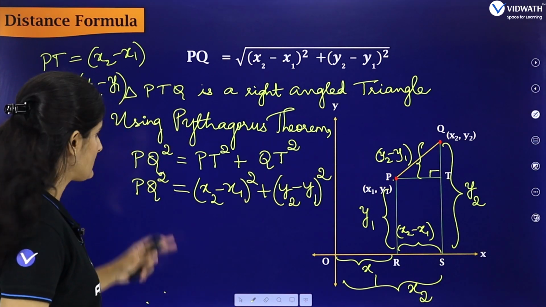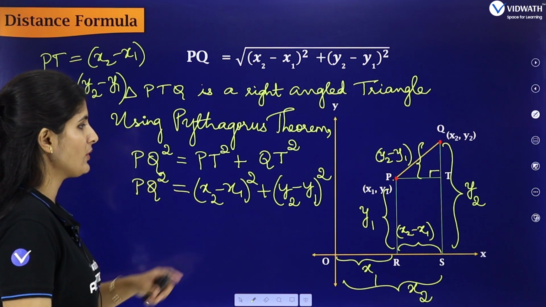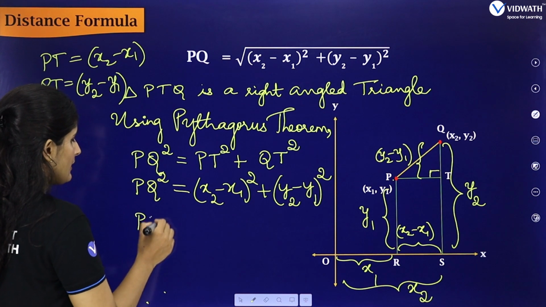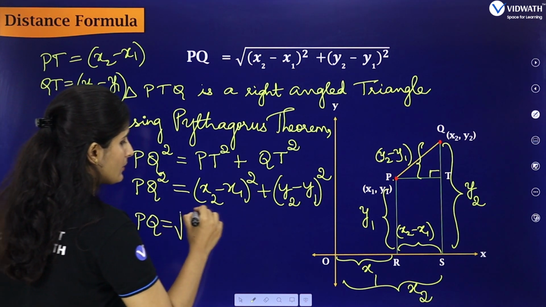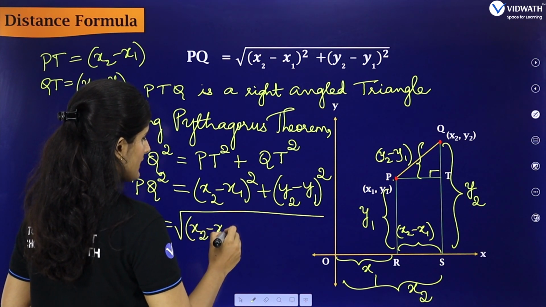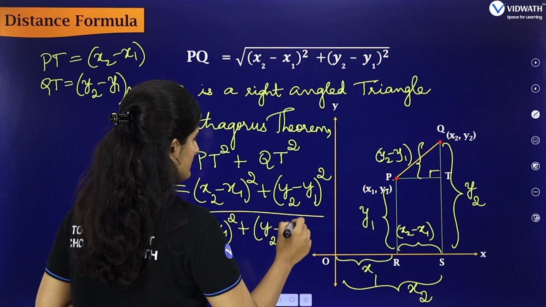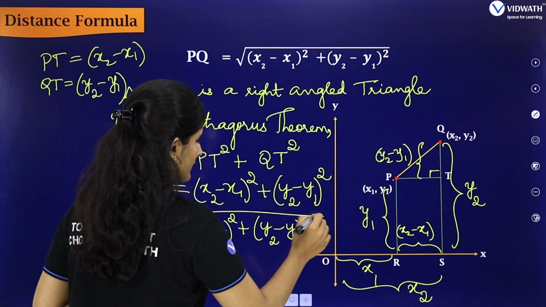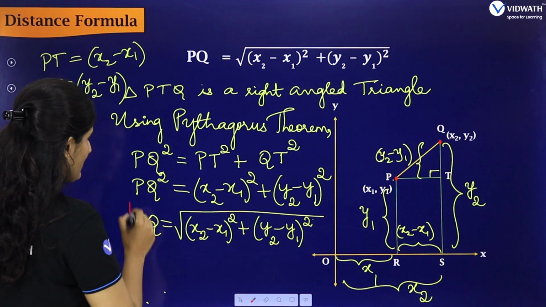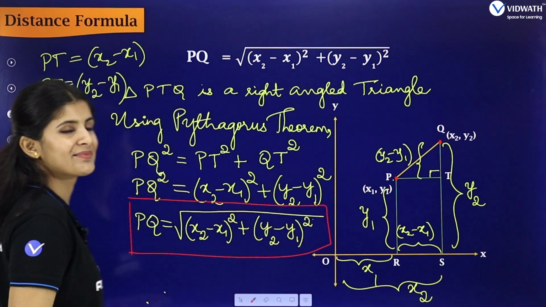Since I need to find the distance PQ, here we have PQ square. Therefore, I'll take square roots on both sides. Therefore, I get PQ is equal to square root of x2 minus x1 whole square plus y2 minus y1 whole square. Now, this is nothing but our distance formula.